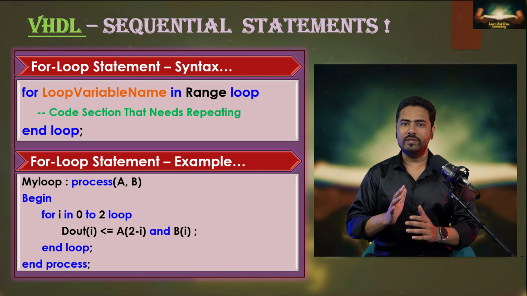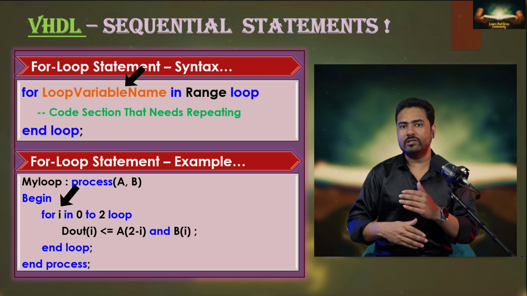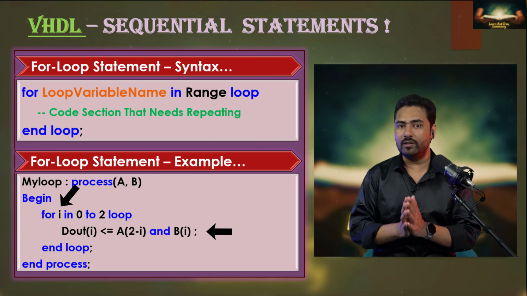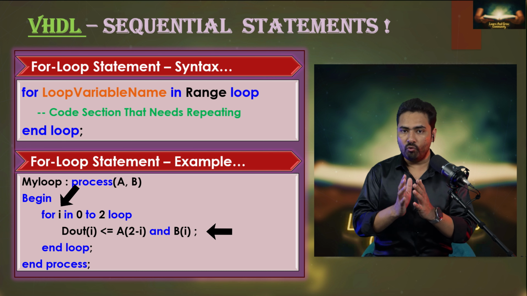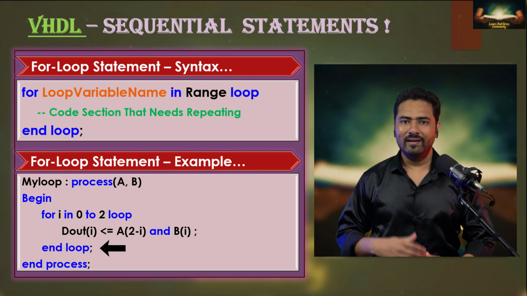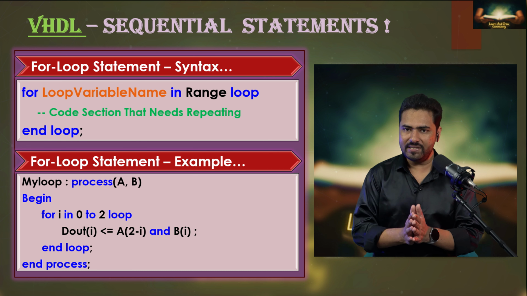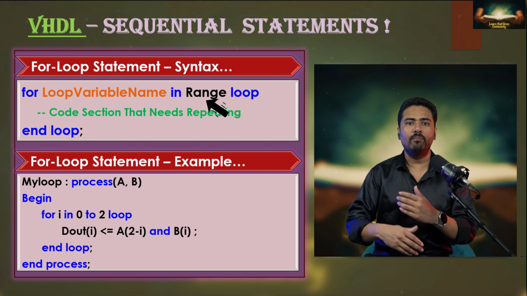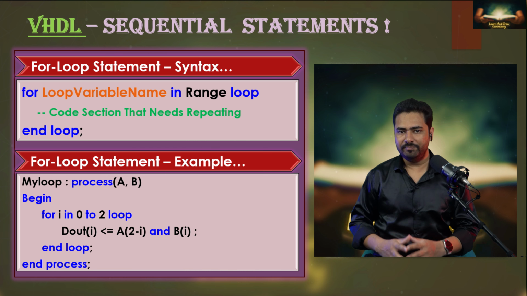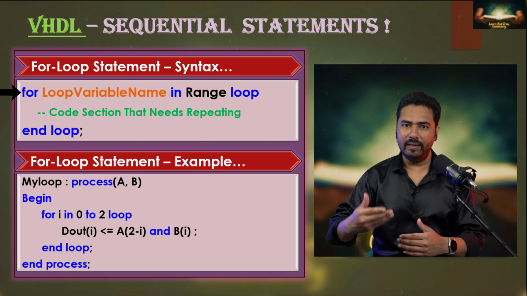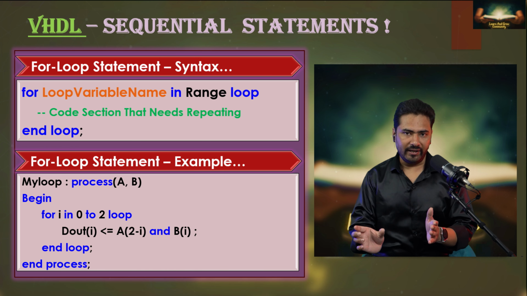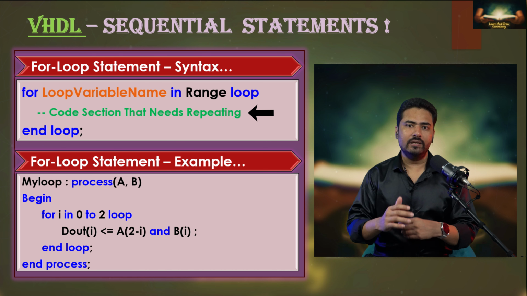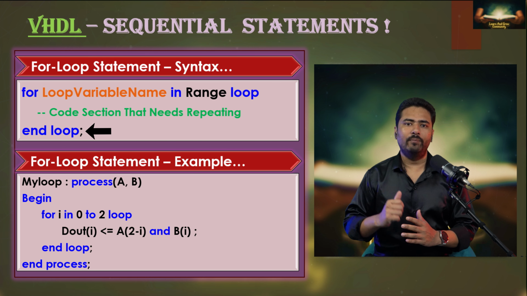A for loop uses a loop variable to control its loop execution. The loop variable can only exist within the loop and cannot be accessed once the loop is completed. The syntax for a for loop in VHDL begins by declaring a loop variable name and the number of iterations. So it is: for loop variable name in range loop. Now you write the code here that needs repetition, and then end loop semicolon.